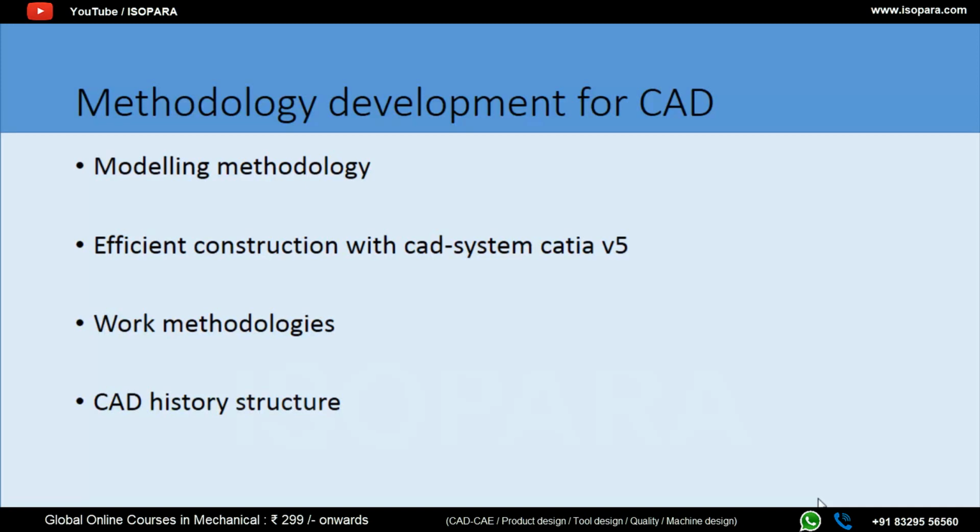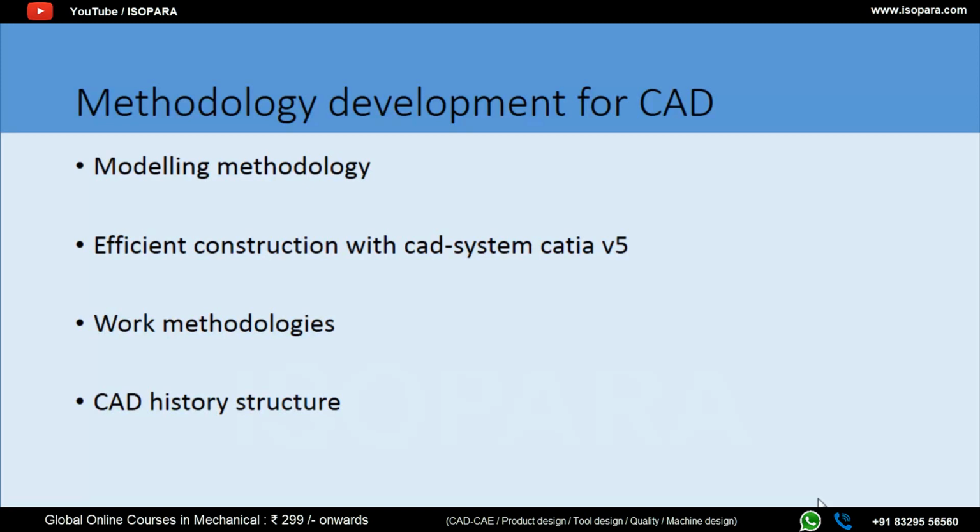Modeling methodology, or efficient construction with a CAD system like CATIA V5, work methodologies, or CAD history structuring are different names for the same thing: CAD methodology. If I define it briefly, it is a method, or a sequence or combination of your commands, which decides that your CAD is really very good and we can update that CAD easily. So basically, the reason we are making a CAD or a 3D model is that we can easily change it whenever I need.